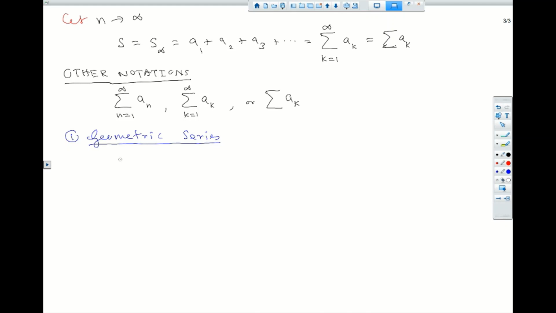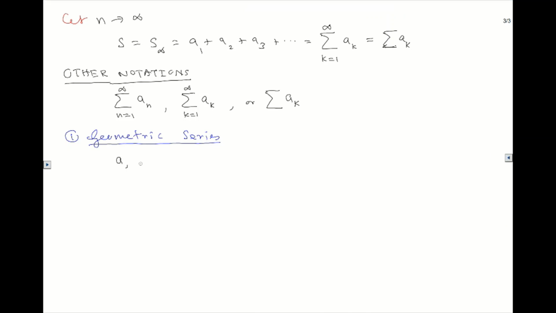We start with a number, and then every time you multiply by a constant, a fixed constant. We use that constant as r. So we start with a and multiply by r. So it becomes ar, and then ar squared, ar cube, like that. That means the nth term is a r to the n minus 1, because you start with a.